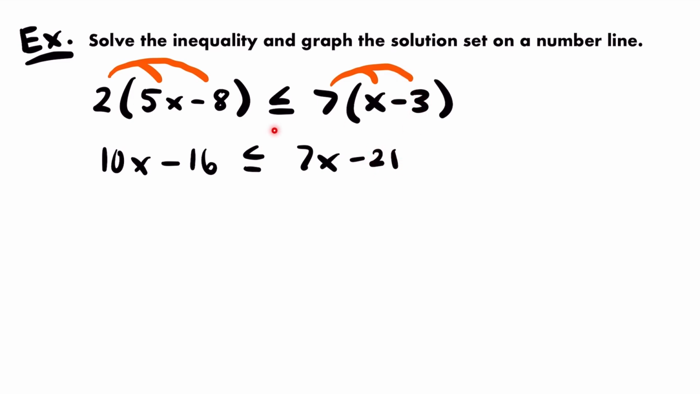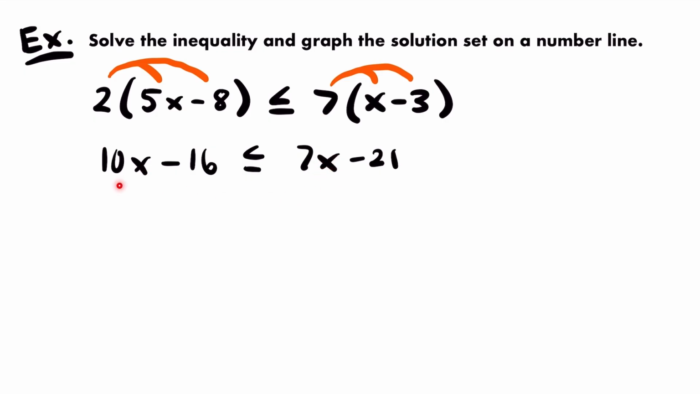Okay, so now the parentheses are all gone. We now have a simpler inequality to work with, and there are no like terms to combine on either side of the inequality. You always want to check for that because after you get rid of parentheses, sometimes you may have some constants or variable terms on either side of the inequality that could be immediately combined. That's not the case here, so let's just move on.